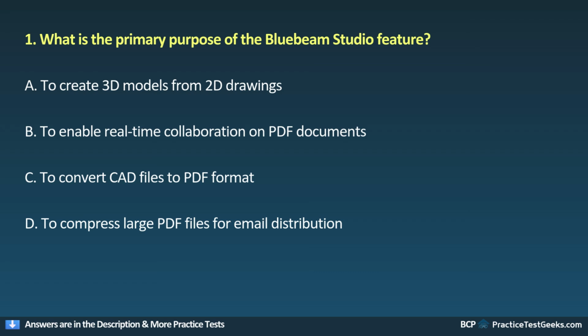1. What is the primary purpose of the Bluebeam Studio feature? A. To create 3D models from 2D drawings. B. To enable real-time collaboration on PDF documents. C. To convert CAD files to PDF format. D. To compress large PDF files for email distribution.